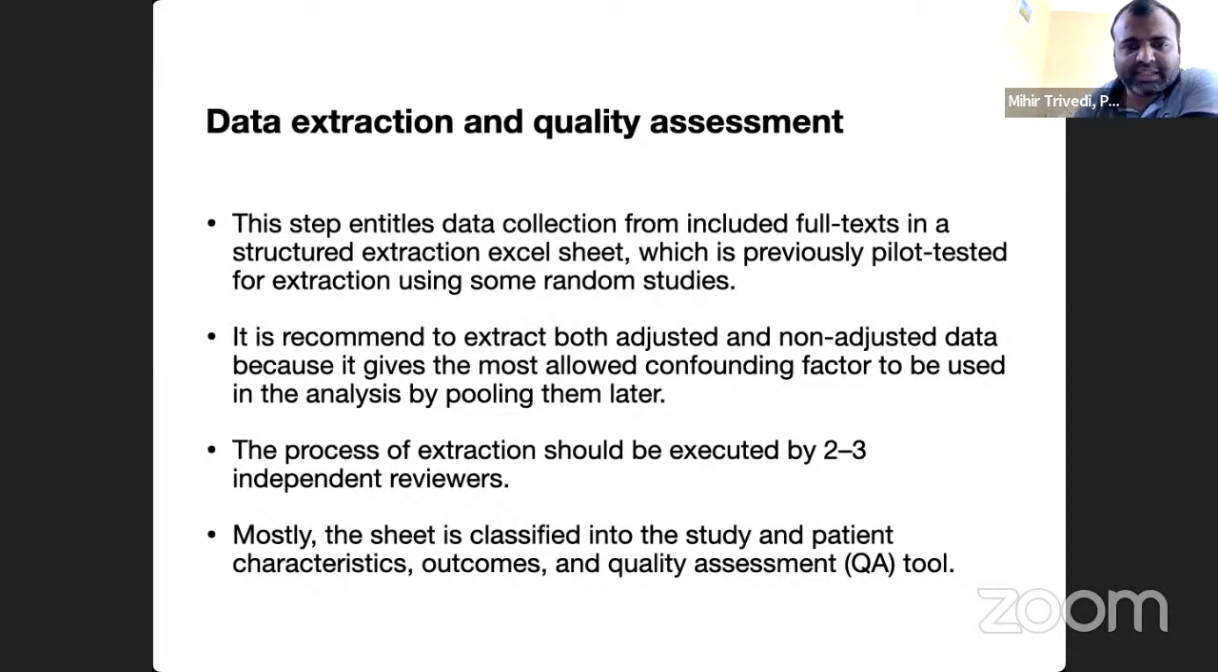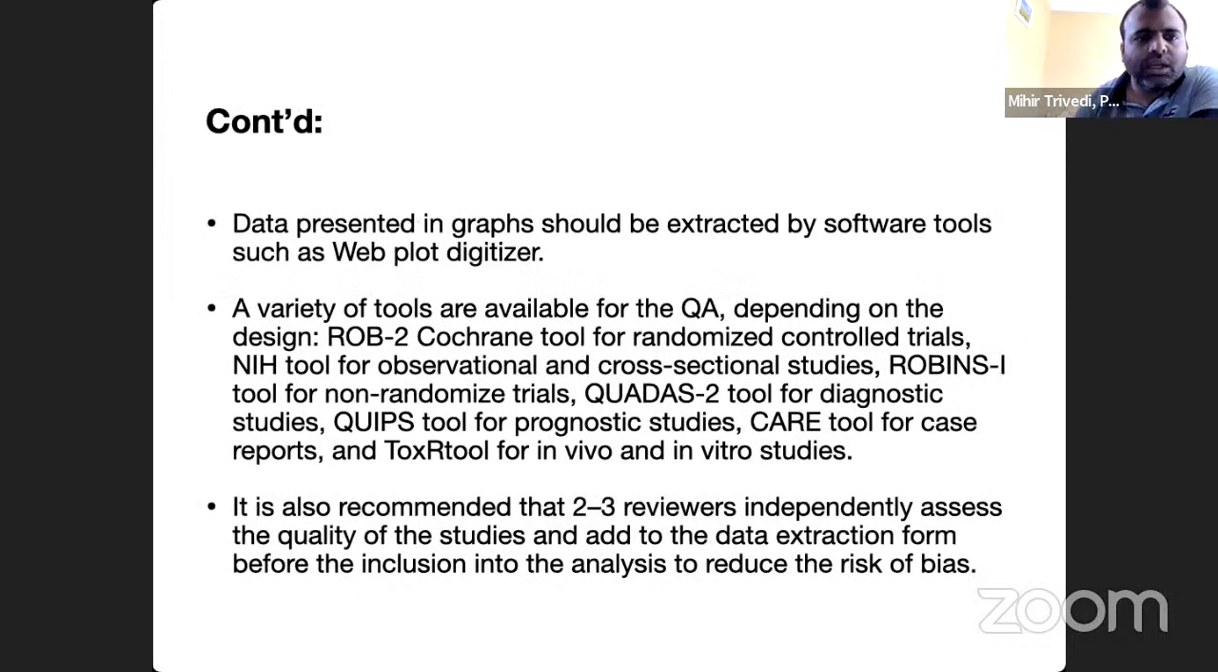The process of extracting should be executed by 2 to 3 independent reviewers. Mostly the sheet is classified into the study and patient characteristics, outcomes, and quality assessment tool. Data presented in graphs should be extracted by software tools such as WebPlotDigitizer.